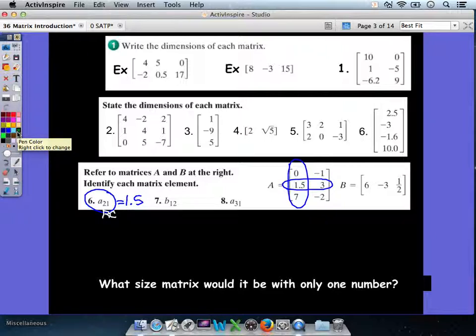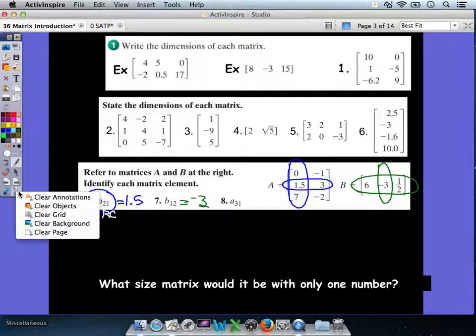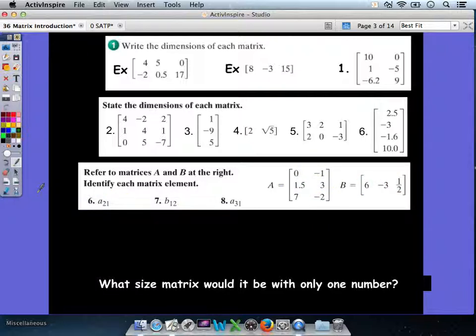7 says B sub 1, 2, row 1, column 2. On this one I only have 1 row, but I have row 1, column 2, and the intersection there is the element negative 3. So number 7 would be negative 3. The answer would be negative 3. Number 8, go back to matrix A and look at row 3, column 1. Here's row 3, column 1. The intersection there is the element 7. So that's just identifying in each matrix which element is being questioned.